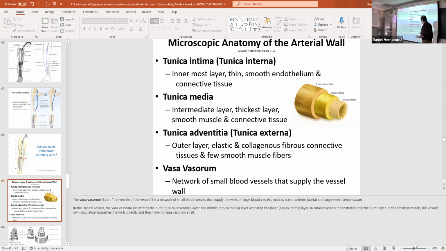An important thing for you guys to also realize is that vessels are living tissue. So just like any living tissue, any organ, it also needs blood supply in order to survive and stay alive. What supplies blood flow to our blood vessels is something called the vasa vasorum. This is a network of small blood vessels that supply the vessel walls. This is what actually brings blood flow and nutrients to the vessels themselves.